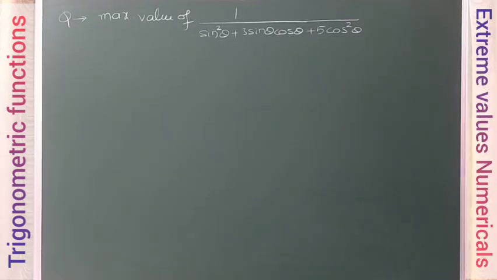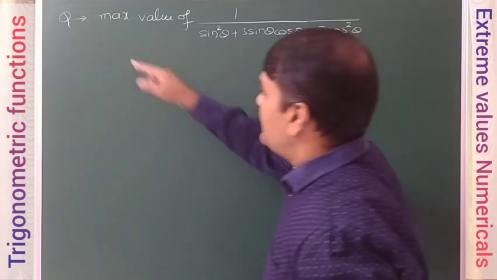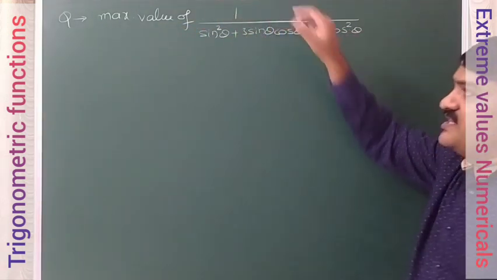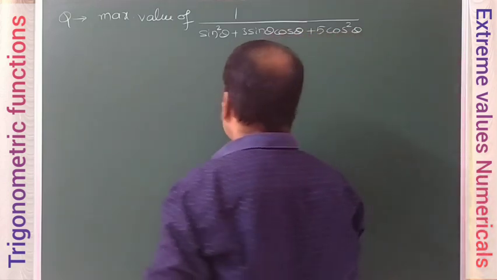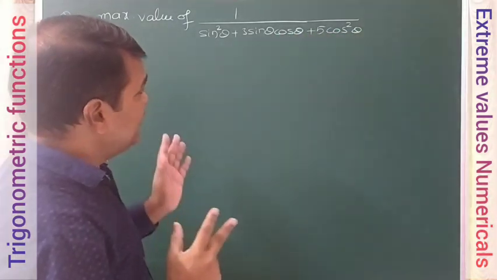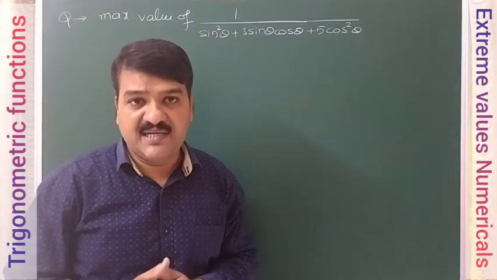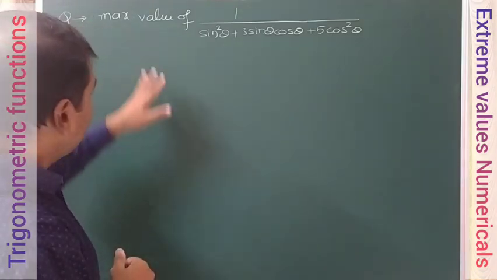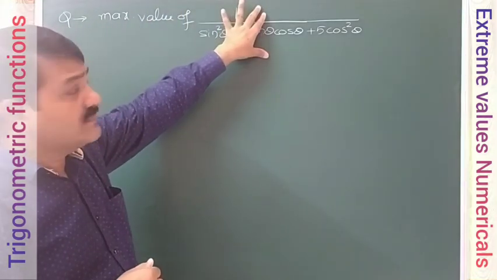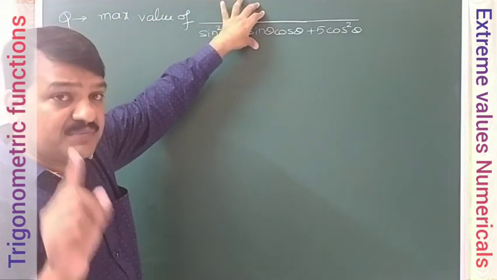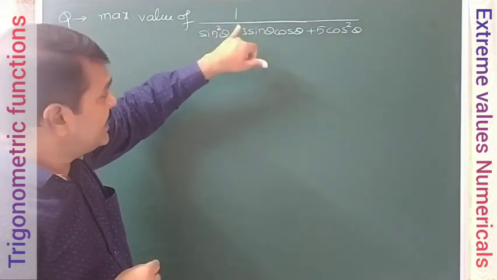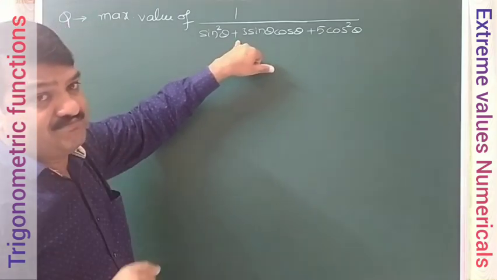Okay, so this is the next question on board. Maximum value of this function is required. So first we try to solve this denominator part. Generally when you have a fraction, maximum value of this fraction will be obtained when denominator is minimum.